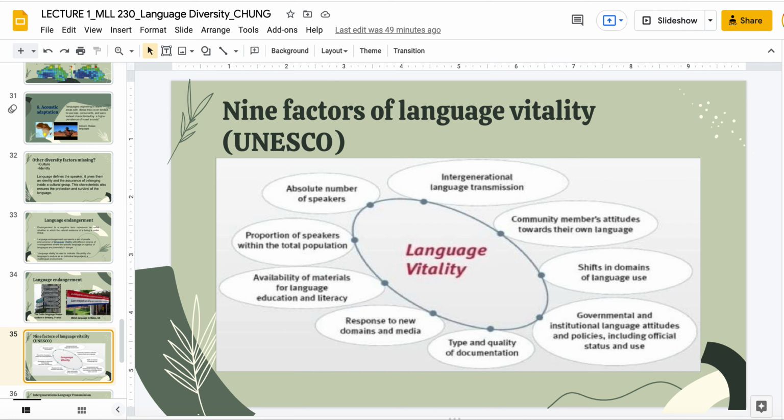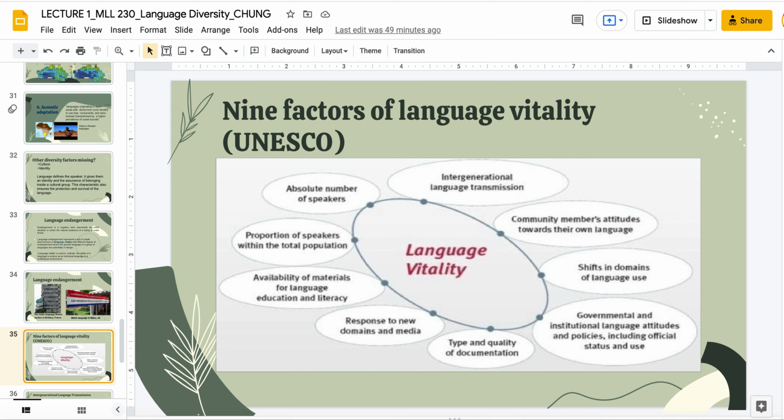Same thing for government and institutional language attitudes and policies, including official status and use. If your language has an official status, we'll talk a little bit later in this class about what I mean by official languages. But are they recognized by the government? Has the government said, this is a language of our country?